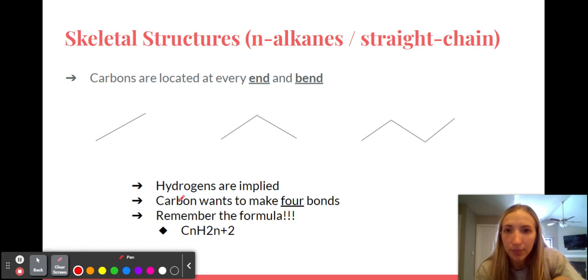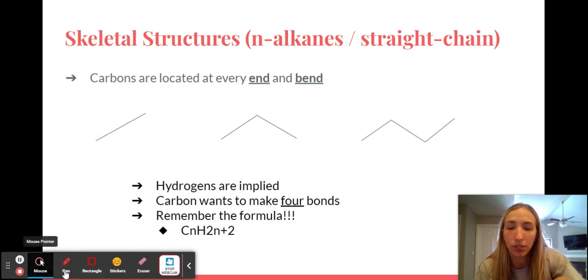Okay, so your hydrogens are going to be implied. You don't have to draw all those out for this. We also know that carbon wants to make 4 bonds. So you can tell here, this carbon is already bonded 2 times to other carbons. So you know that there's going to be 2 hydrogens on this one. Again, remember your formula.